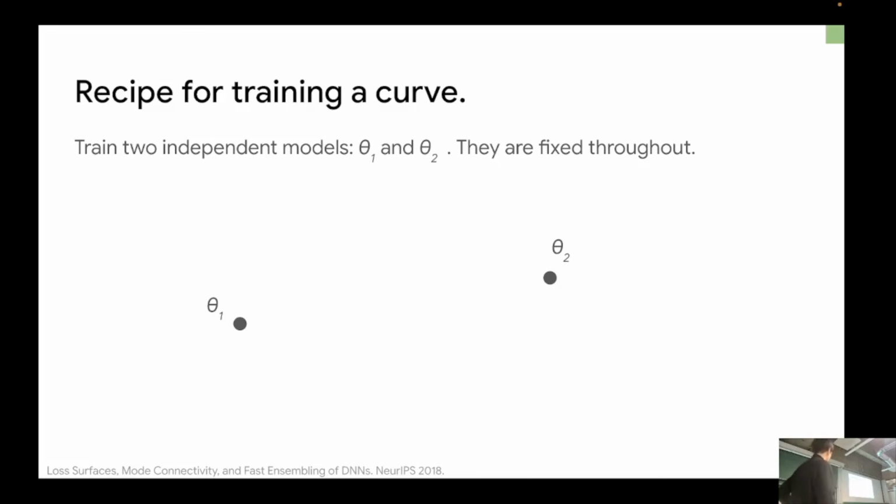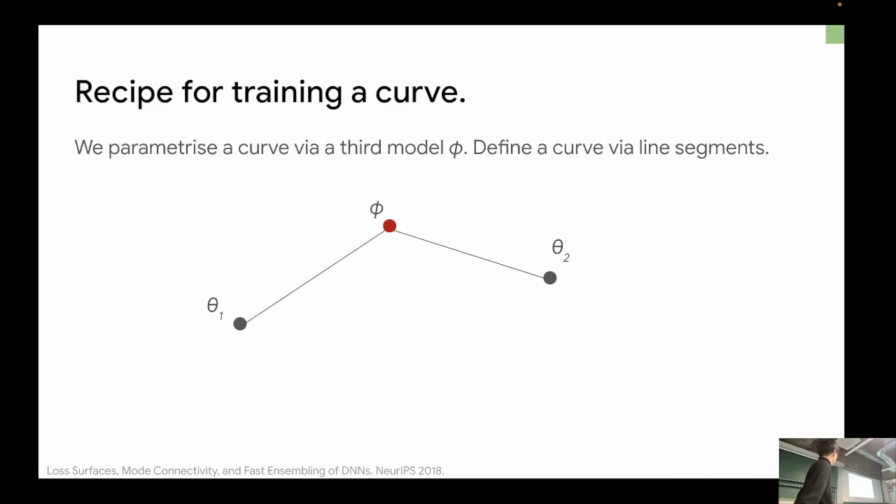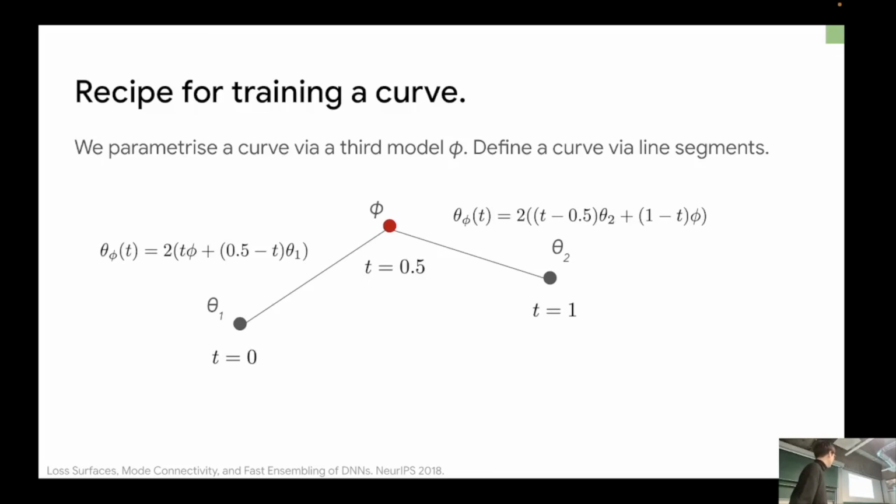So let's take a look at how to do that. We have 2 independent models, theta 1 and theta 2, to start with. We introduce a third point, which is a trainable parameter, which has the same dimension as the original parameter space. And this is the basic way to parameterize a piecewise linear curve.